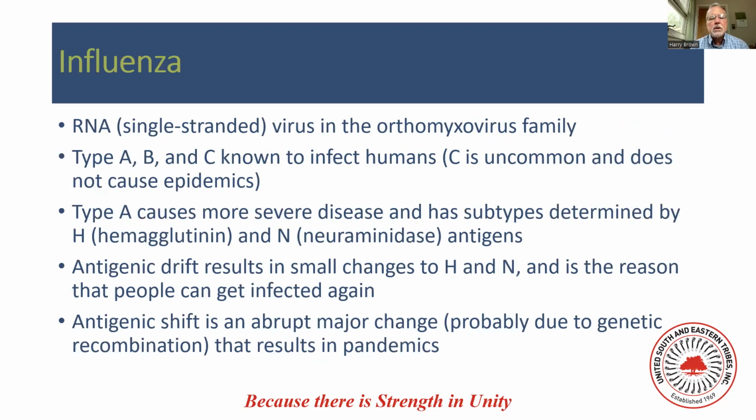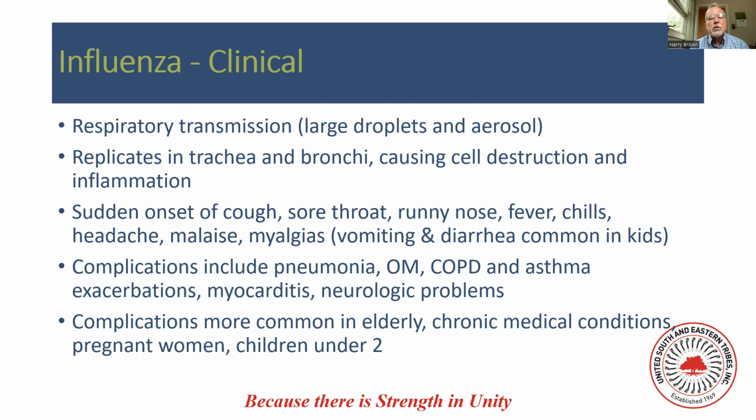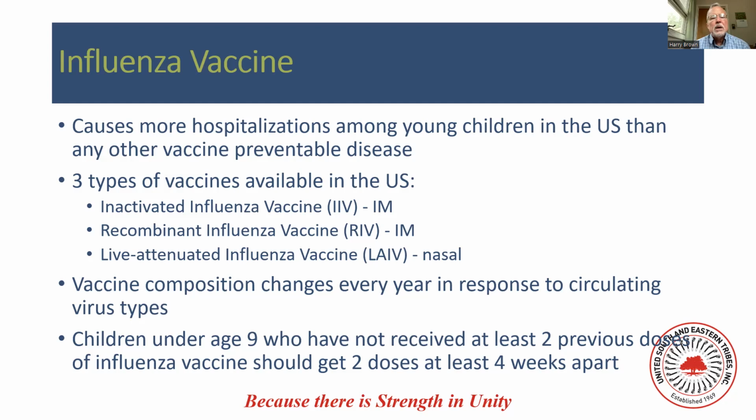I won't go over this because we're running out of time and most of you are pretty familiar with it. Next slide. Influenza vaccine is recommended for, go ahead to the next slide too. The influenza vaccine actually causes more hospitalizations among young kids than any other vaccine preventable disease. There are 3 different kinds of vaccines available. And the vaccine composition changes every year. It's a little complicated for kids under 9. They need to get 2 doses the first time they have it. After that, they can just get it annually. Next slide.